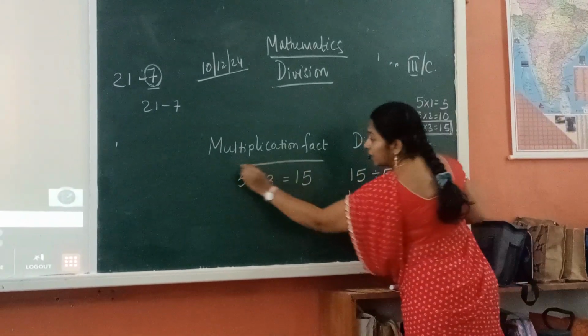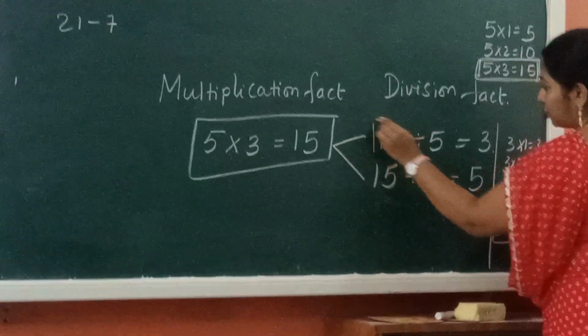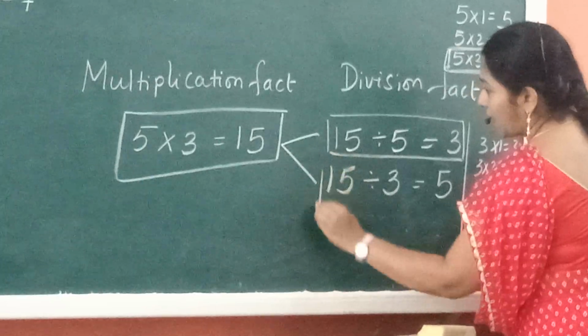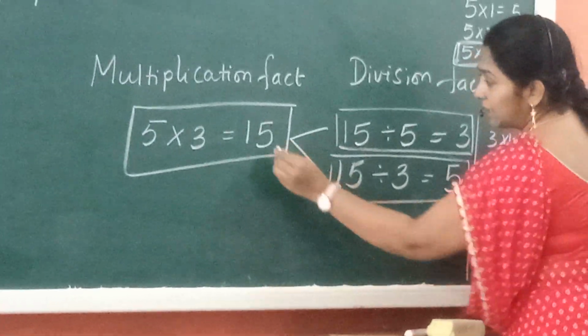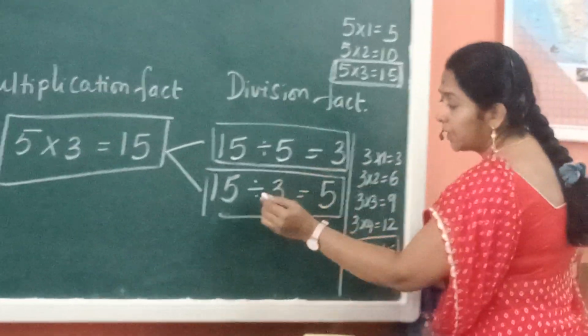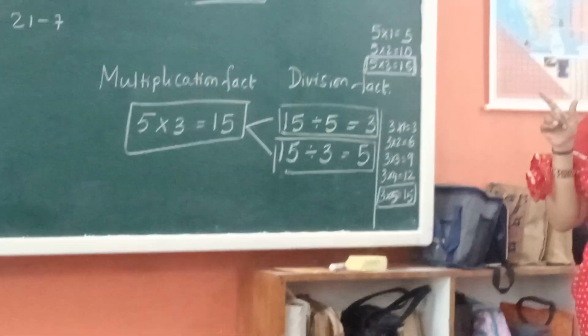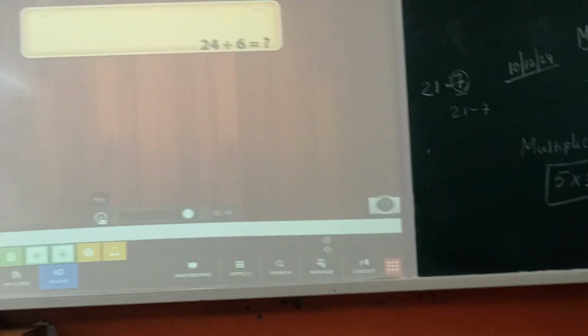So for every multiplication fact, there are 2 division facts. You see these division facts? 5 into 3 is 15 means 15 divided by 5 is equal to 3, and 15 divided by 3 is equal to 5. That is what was explained in the class about these division facts. Was it interesting?